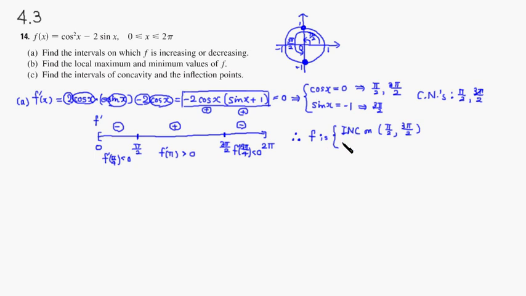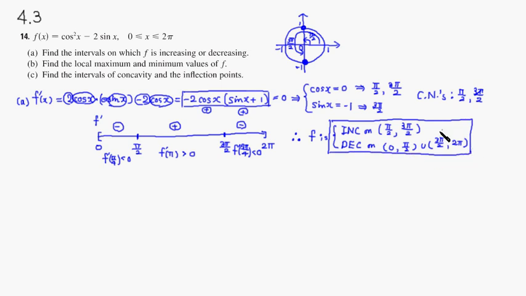And f is decreasing on the interval from 0 to pi over 2, and 3 pi over 2 to 2 pi. Right? So that's the answer to part A.